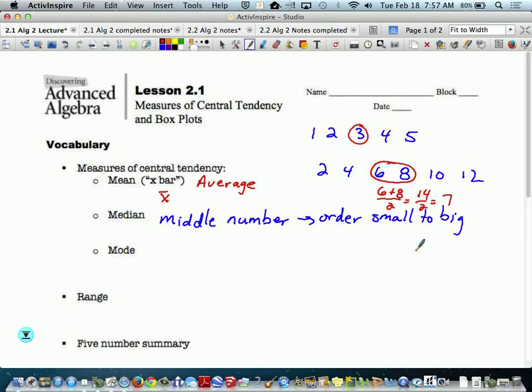Mode. Wasn't it like a number that may repeat itself in a set of data? The number that occurs the most, right?